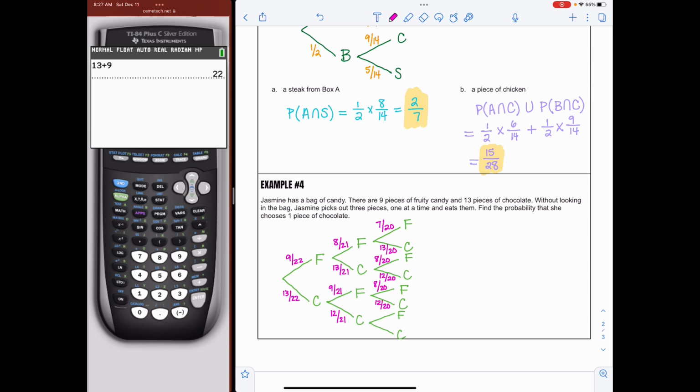If I ate 2 chocolates first, and then I wanted to get a fruity piece of candy, then that would have been 9 out of 20 here. And then for 3 chocolates, it would have been 11 out of 20.